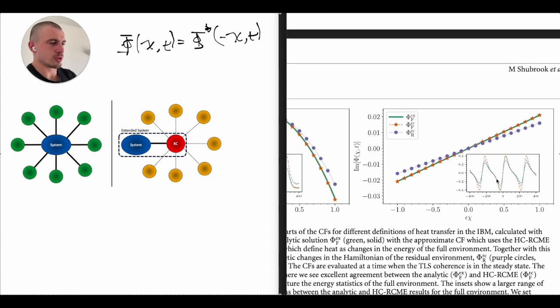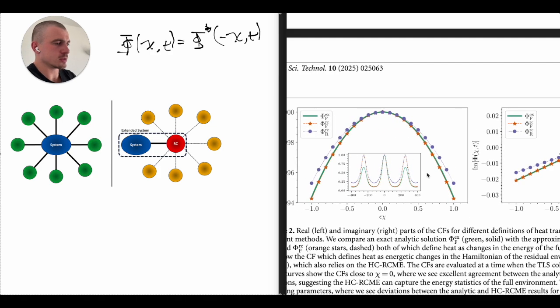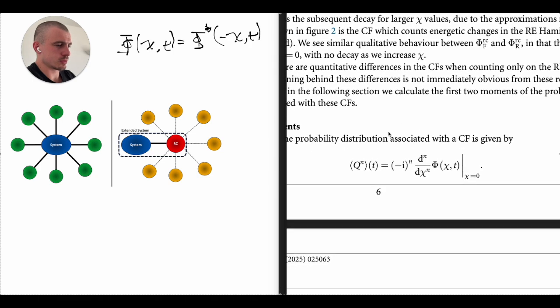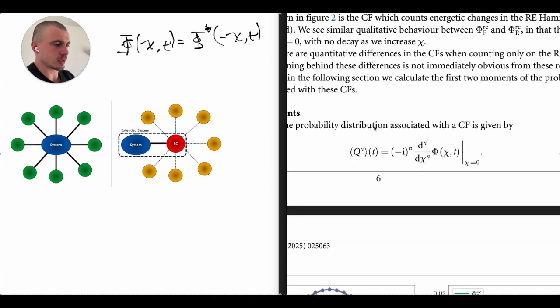But then the question is, what do those differences mean physically? Because this is a characteristic function, the Fourier transform of the probability distribution, it's hard to see immediately what these differences are going to mean. Then we can come on to a really nice way of calculating something. The characteristic function is, again, the Fourier transform of the probability distribution, but we can easily extract moments from that probability distribution by taking derivatives of the characteristic function and evaluating them at chi equal to 0.